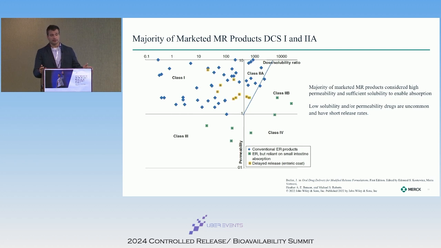This was, again, Butler just looking at how the marketed MR products fall based on their DCS classes. So as you can see, the majority of them are class 1, with some class 2As. And there are very few examples of 2B, 3, and 4. And it's also interesting that they're all relatively short duration formulations. So they're not really relying on the colon, or some of the ones hiding in here are delayed release as well. So this also holds for most of your delayed release as well, in this case, enteric coats.